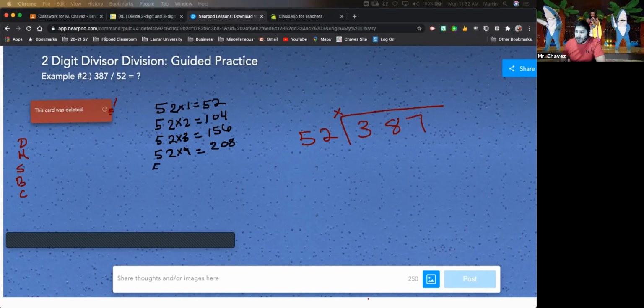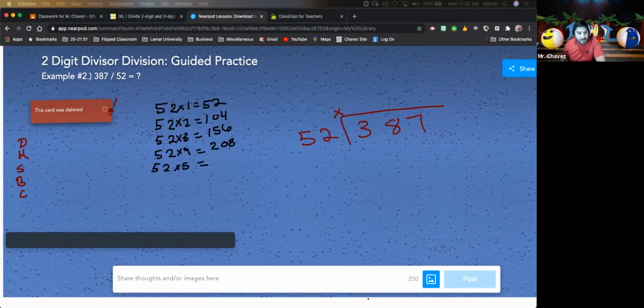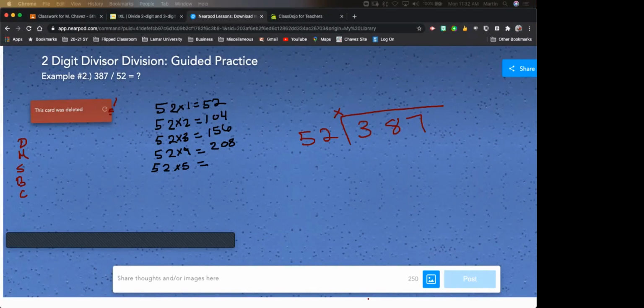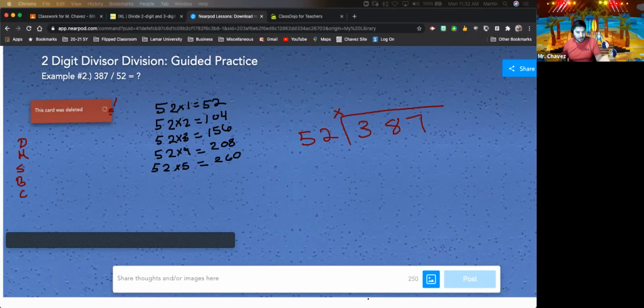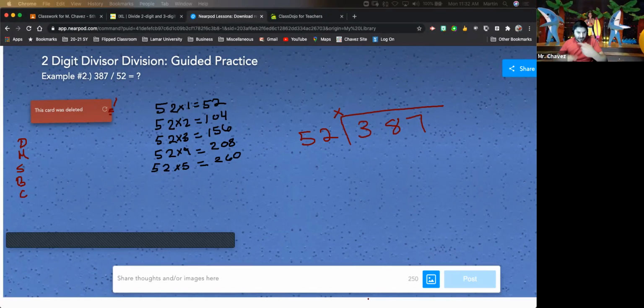And then the last one, we're gonna stop at 52 times 5. What's 52 times 5? 260. Okay, so we're gonna stop there. If we need to add more dominoes, then we'll add more dominoes. But you see how that tool can help you? It makes it go by a little bit faster.